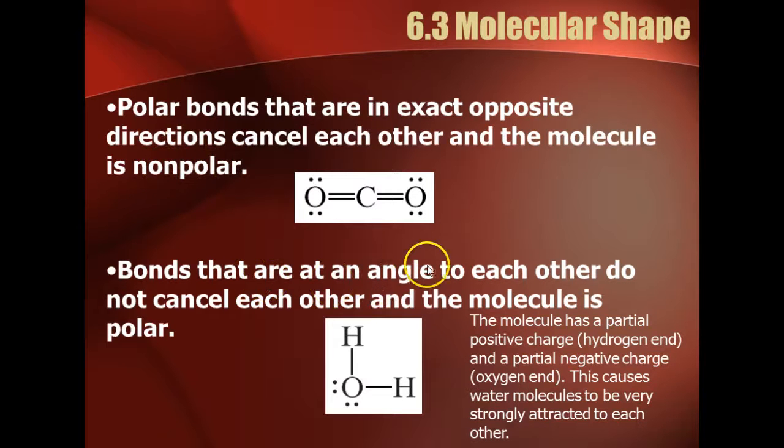Bonds that are at an angle to each other do not cancel each other, and the molecule is polar. Look again, we have all kinds of electrons right here, so this is a negatively charged end of the molecule. Over here, if that's the case, the electrons have shifted in this direction. That means that there is a positive end to this molecule. That means that this molecule is polar.